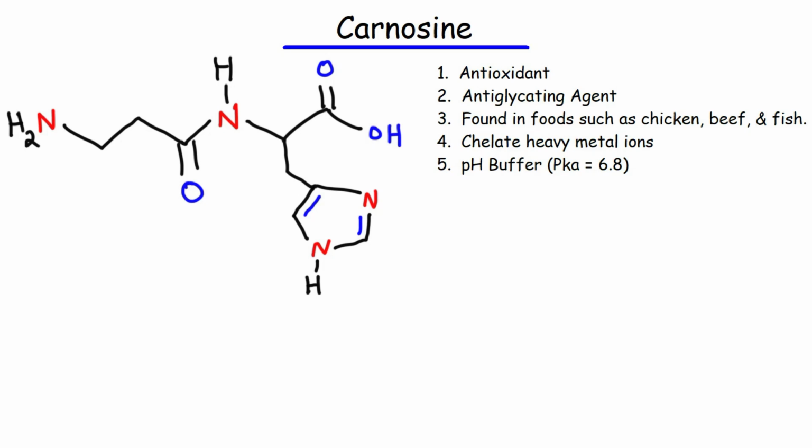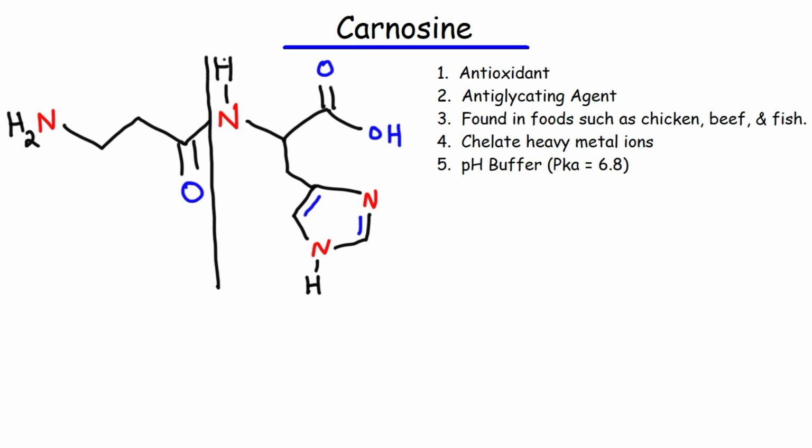Today we're going to talk about carnosine. What is carnosine? Carnosine is a dipeptide. A dipeptide is a molecule that is made up of two amino acids. And you can see the peptide bond, which makes up that amide functional group that connects the two amino acids.